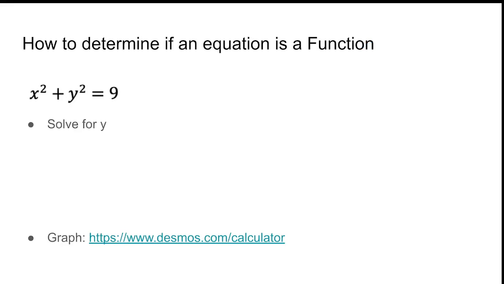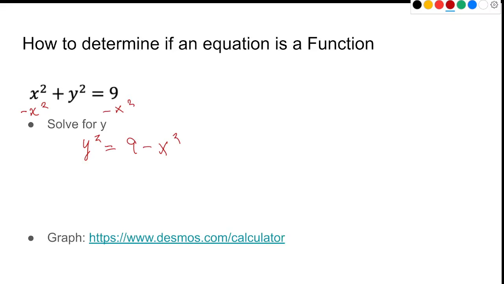Well, what if they don't give us a graph, but they give us an equation? So I'm going to show you two ways we can approach this. One way is we will take the equation and solve it for y. So in this case, x squared plus y squared equals 9. Let's subtract x squared from both sides, and so we're going to get that y squared equals 9 minus x squared.